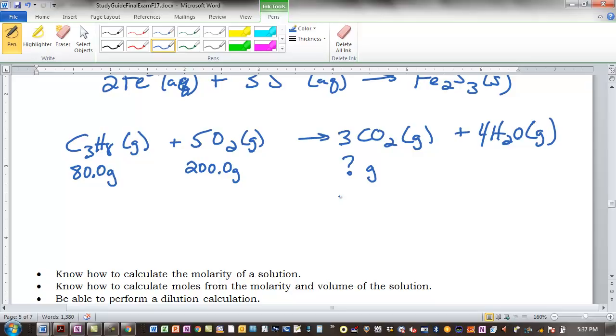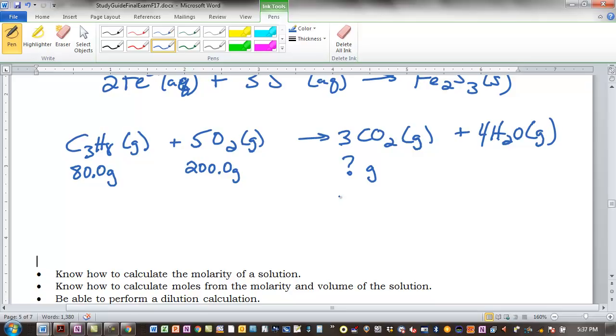Okay. So if this problem were worded, it would be in a sentence. It would say, okay, 80 grams of propane is reacted with 200 grams of O2. What mass of CO2 is produced in grams? Okay. So first off, you need to recognize that as a limiting reagent problem, and you do that how?